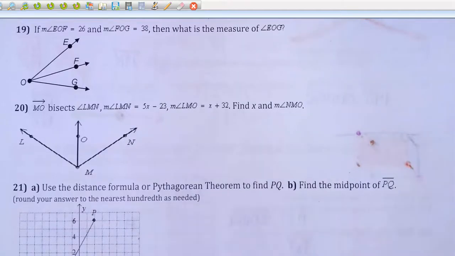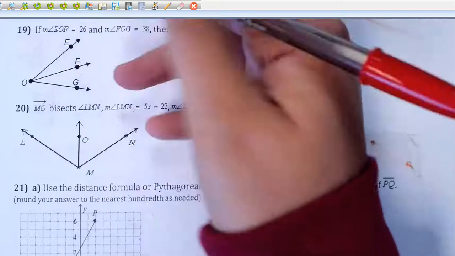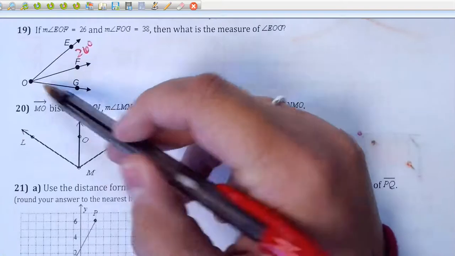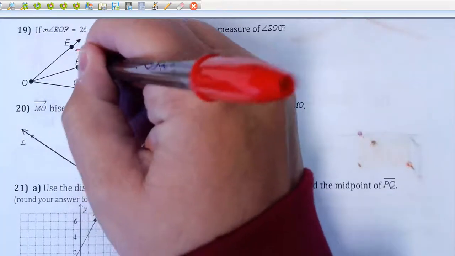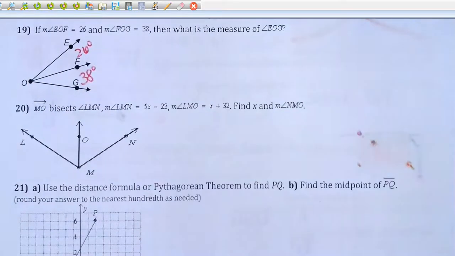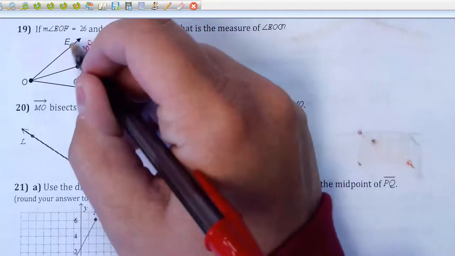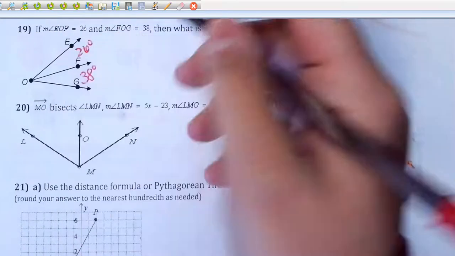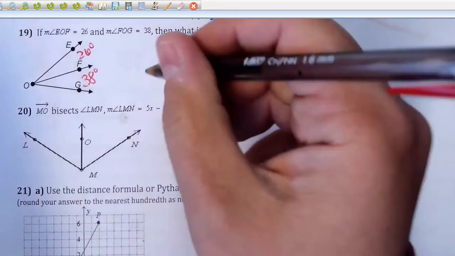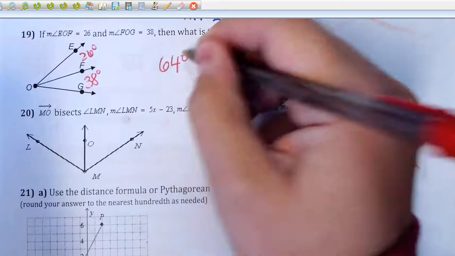Okay. For number 19, we've got angle EOF is 26 degrees. Angle FOG is 38 degrees. What is the measure of EOG? This is angle addition. The measure of EOF and FOG, if we just add them together, is going to give us our total. So I'm just going to do 26 plus 38. So the whole angle should be 64 degrees, angle addition.